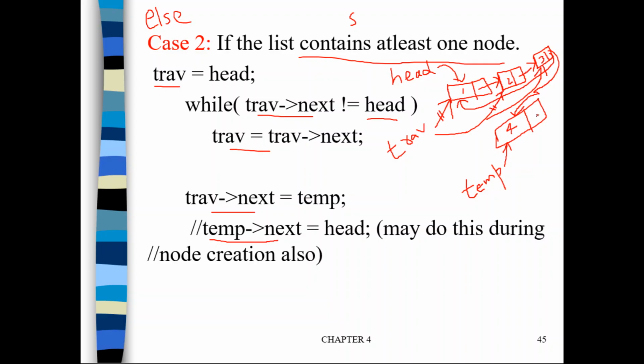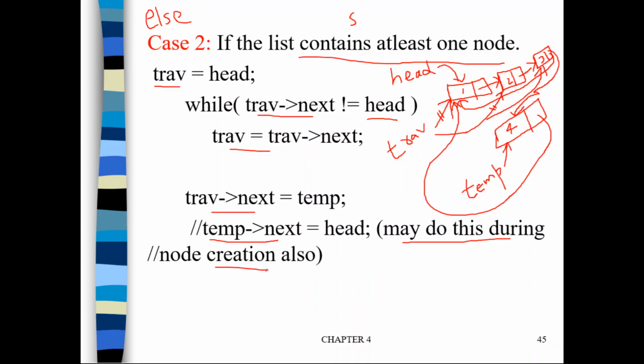Then you can write temp arrow next equal to head. What is temp arrow next? This. So this will point to where head is pointing. Where is that? That is the first node. So now this will become the last node of the linked list. I have given this in a comment line because in the actual program we may also do this while creating the node itself. I'll show you that in the actual code. So this is how we add a new node to the linked list.